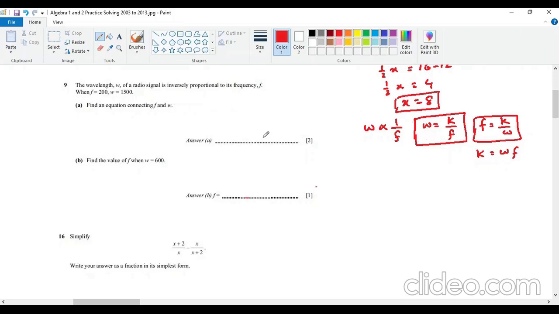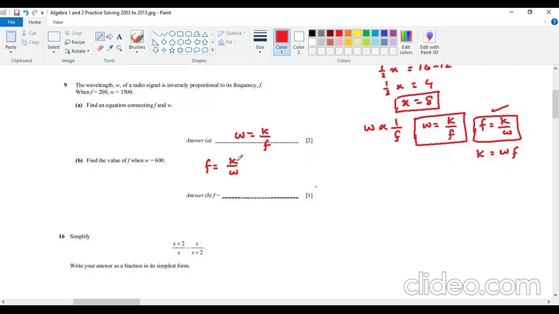So this is going to be your answer. W equals k over f. This is going to be your answer for the first part. 2 marks you will get. Now find the value of f. That means we'll be using this one. That means f equals k over w, and for that we need to know how much k equals to.